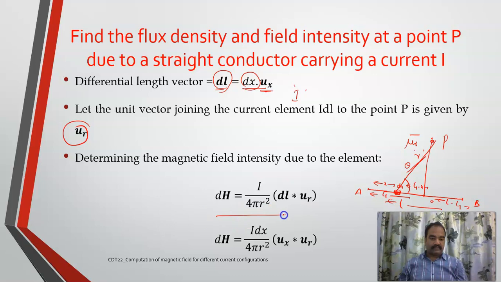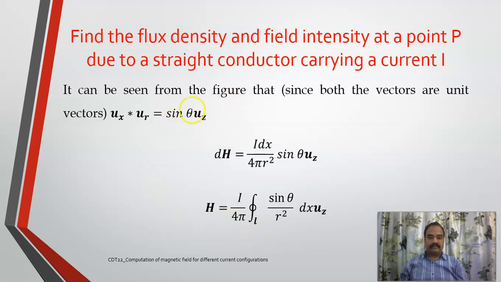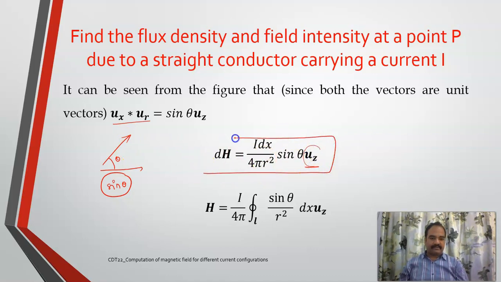Now, determining the magnetic field intensity. You know the formula, right? This is a simple formula. What is dl? dl is nothing but dx into ux bar. So if you can see from this figure, ux cross ur bar: ux was in this fashion, ur was in this fashion. The cross product of these two is sine theta into the resultant vector, which will be along the axis perpendicular to both x and y. Because one was in x and the other in y, it will be in the uz direction. So that's why this is my expression.